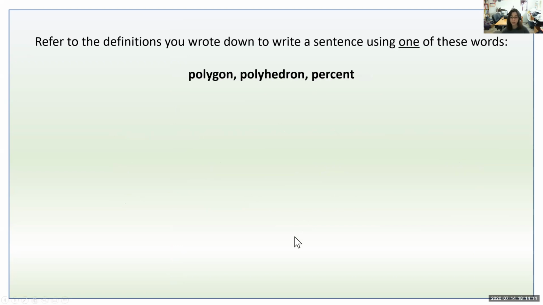Okay, so our next vocabulary words are polygon, polyhedron, and percent, and some of these will look familiar. So you can write down a sentence using at least one of these words.